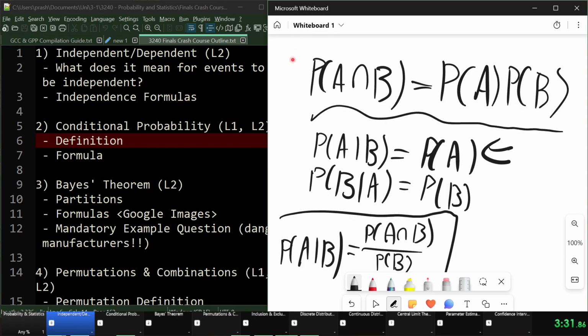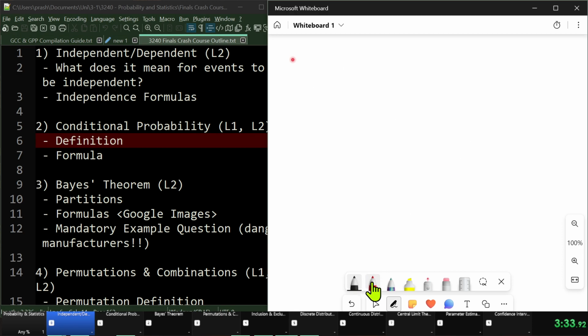Probability, no? Okay. Hey, he never come back already. You got no slot for him already. Probability of A intersect. 1 second.